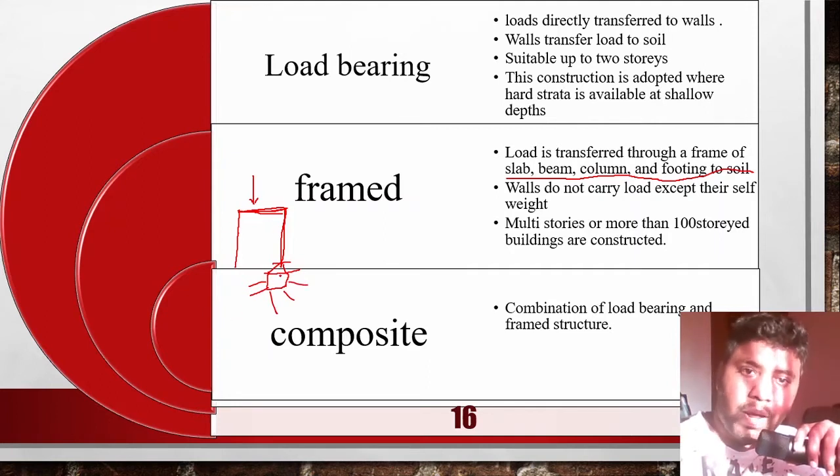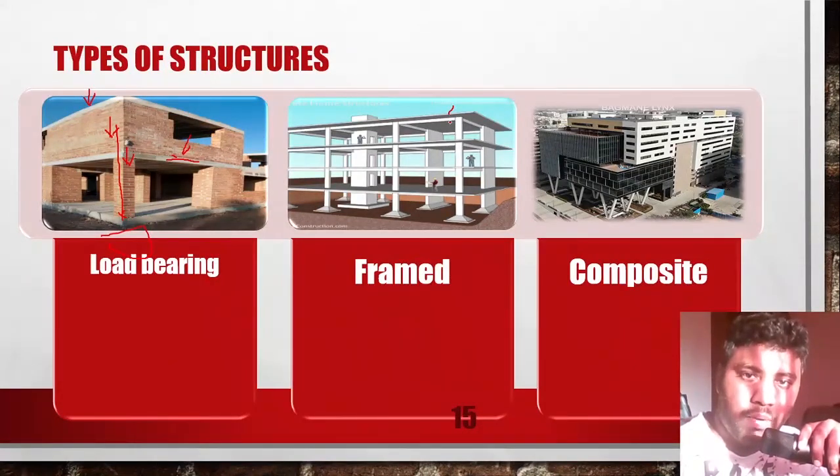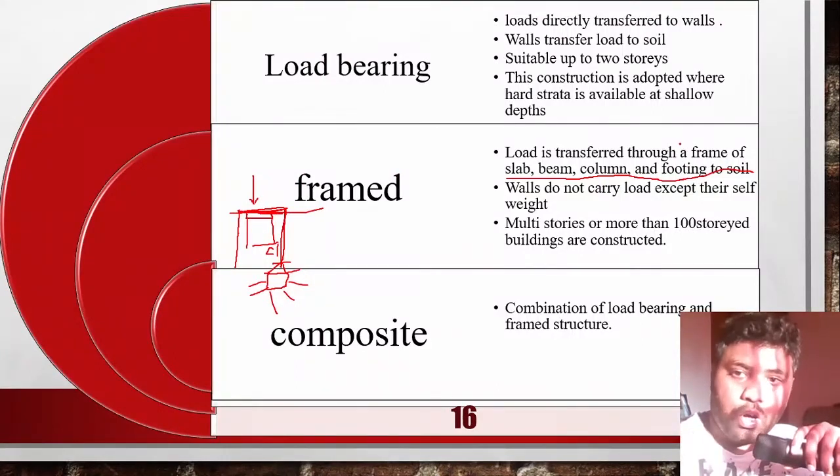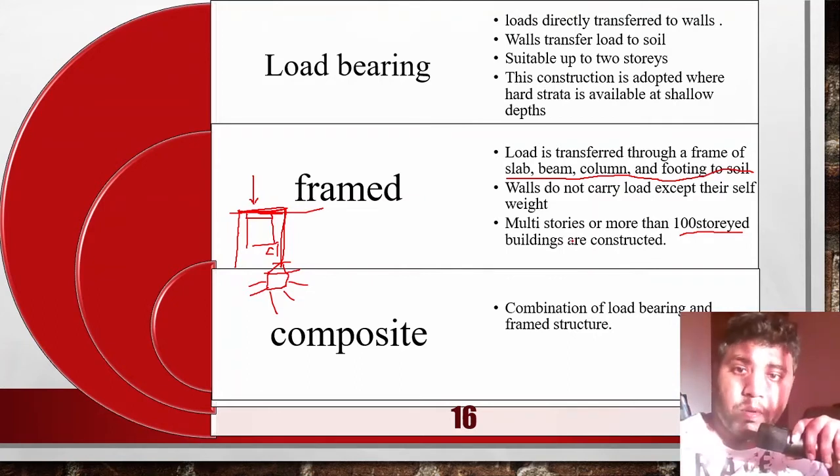So a framed structure is nothing but the construction of a structure which consists of a slab, a beam below that, a column and the footing on the soil. Okay, understand? You can see in this picture, here we have a slab, a beam under it, a column, and footing. This is a frame structure. Multi-storey buildings are constructed using frame structure. We can go for multi-storey buildings if we go for frame structures.